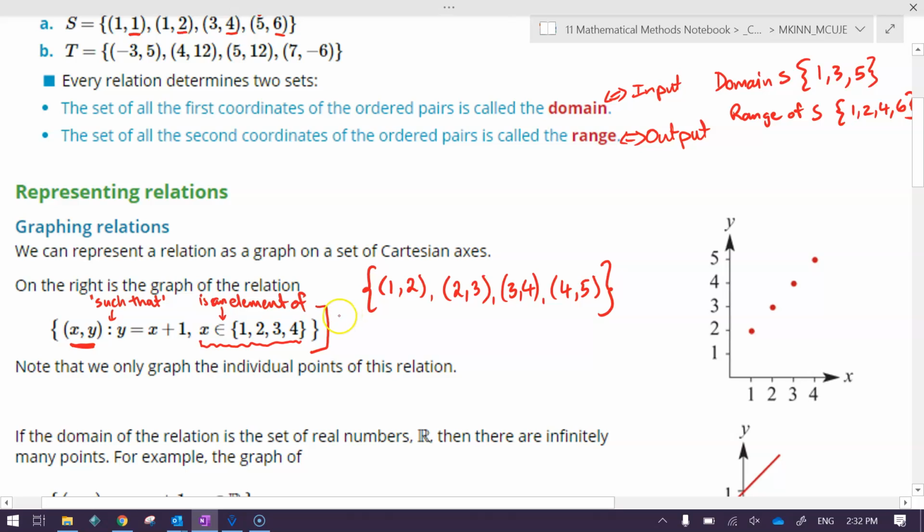A third way we can represent that set is to actually draw a picture of it. Do a sketch. Do those dots represent the same set of coordinates? 1 and 2, 2 and 3, 3 and 4, 4 and 5. They do. So that's another way of representing that relation. See the little note there? Why did they only graph the individual points? Why did they not just draw y equals x plus 1, that line going through all the points?